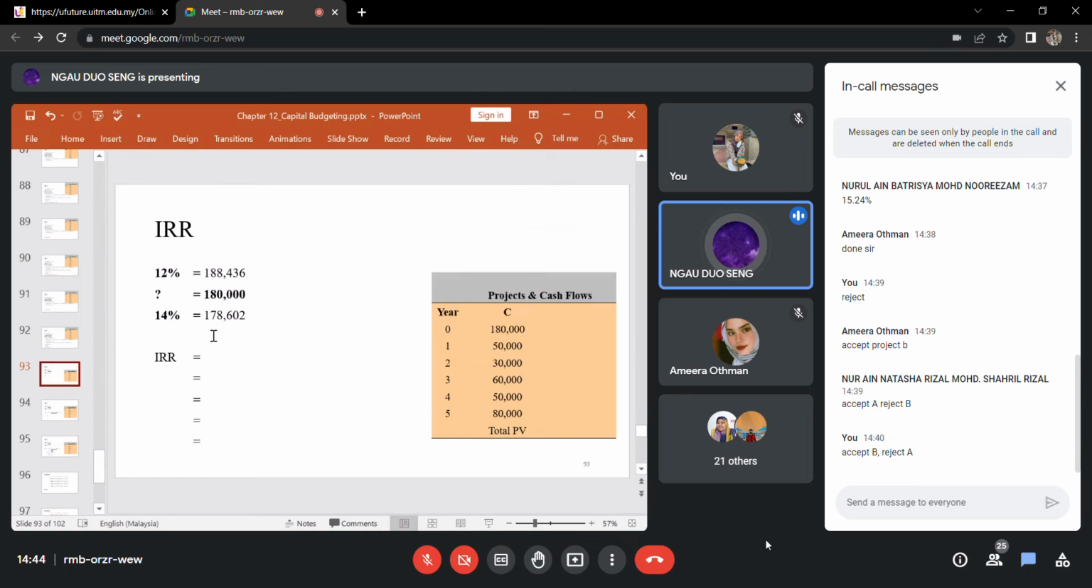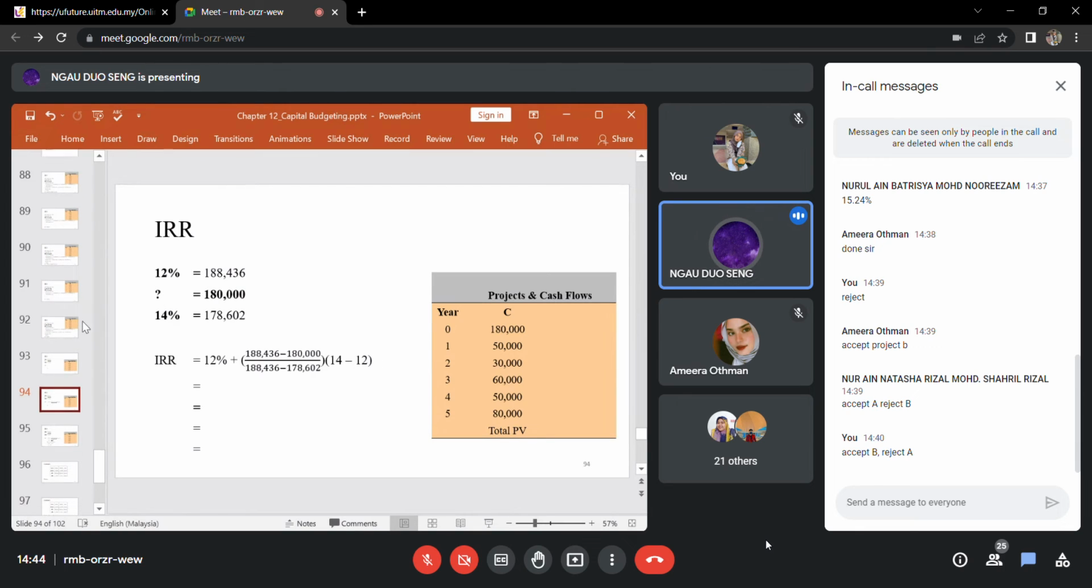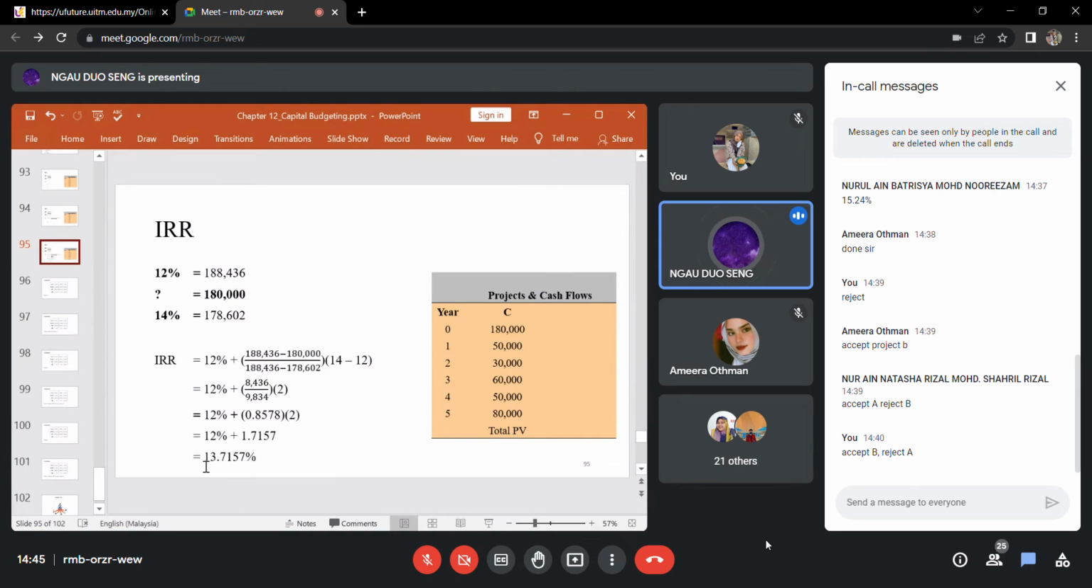So the process is the same. We use 188 minus 180, divided by 188 minus 178, plus 12%, which is 12%. Then 14% minus 12. Alright, so we have the answer 13.7157%. Okay, so I give you time to copy for those who want to copy. Right, you copy.